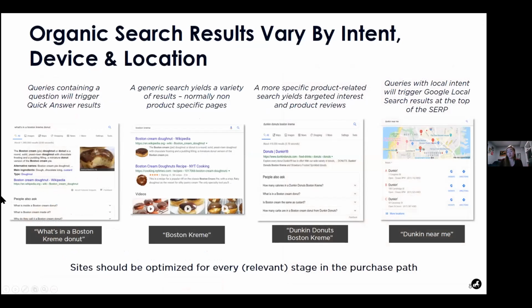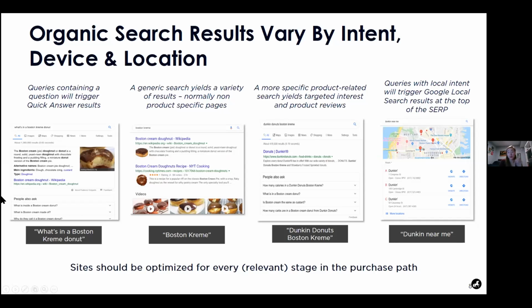When we talk about SERPs, though, it's really interesting to see how they can vary so much by not only your intent, but your device and the location you're in. So using a Boston cream donut as an example, on the far left, we see if you were to search what is in a Boston cream donut, which is a custard cream for all of you wondering now, you'll see that it's a traditional search result, but at the top, you get these quick answers.